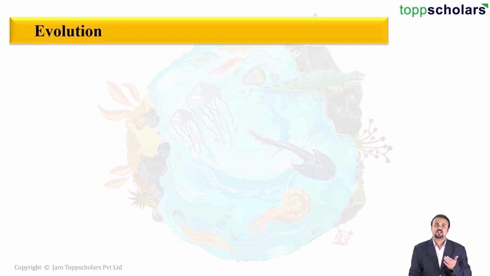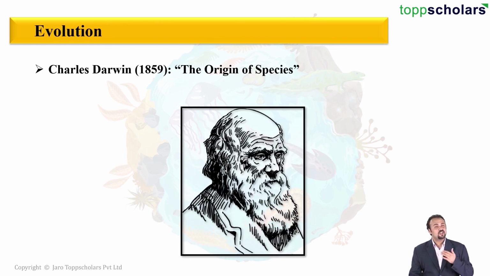Moving on students, let us talk about evolution. Students, you cannot talk about evolution and forget to mention this ingenious scientist, that is Charles Darwin. He authored the book called The Origin of the Species, which was mainly talking about evolution.